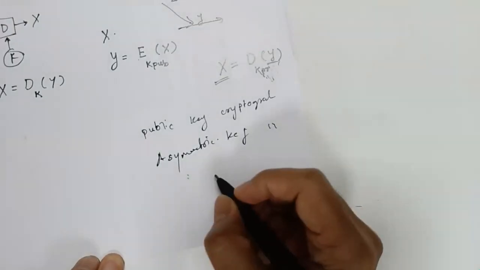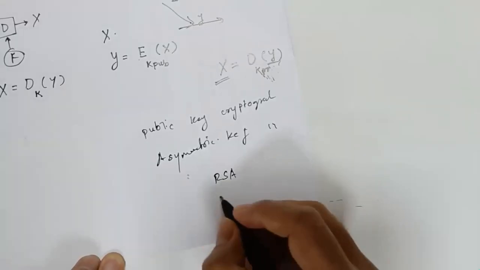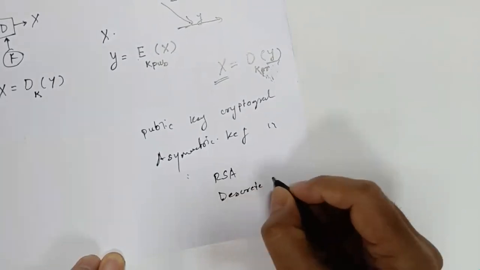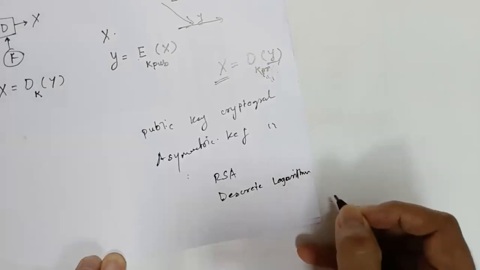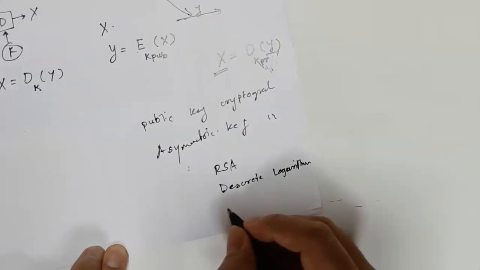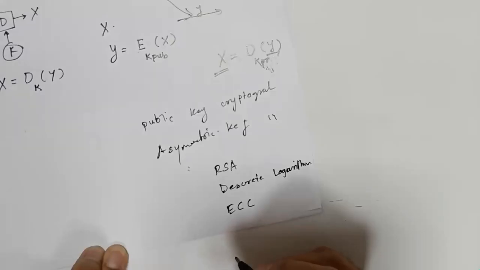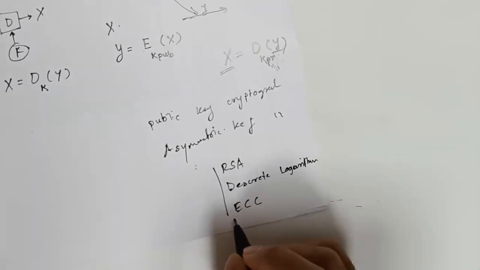There are only 3 algorithms. One is called RSA. The other one is discrete logarithmic. Discrete logarithmic algorithm. And the third one is ECC, that is elliptic curve cryptography. So there are only these 3 public key cryptography or asymmetric key cryptography algorithms available in the world.